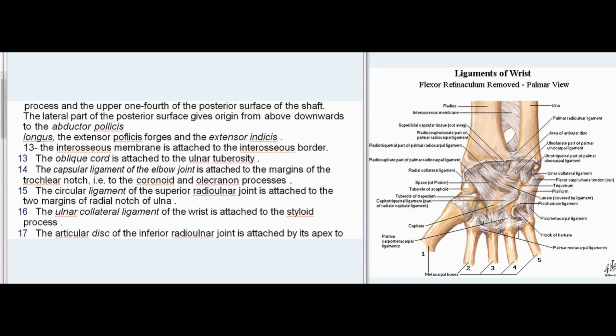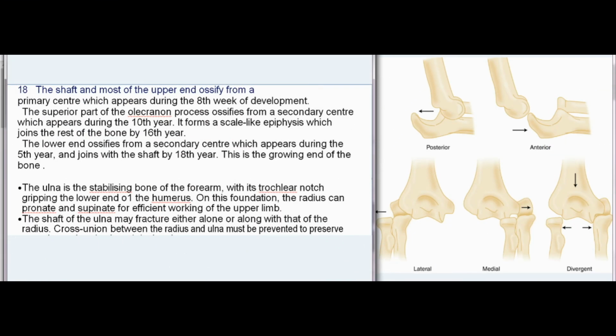17. The shaft and most of the upper end ossify from a primary center which appears during the 8th week of development. The superior part of the olecranon process ossifies from a secondary center which appears during the 10th year. It forms a scale-like epiphysis which joins the rest of the bone by 16th year. The lower end ossifies from a secondary center which appears during the 5th year, and joins with the shaft by 18th year. This is the growing end of the bone.